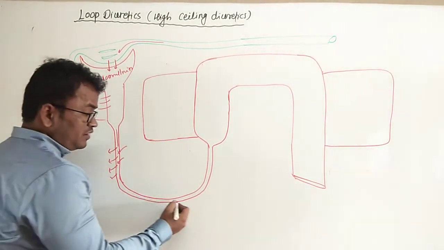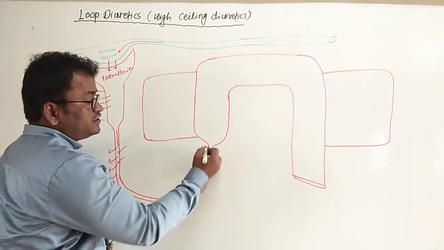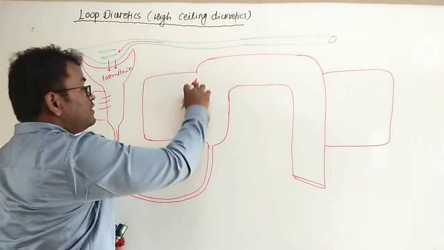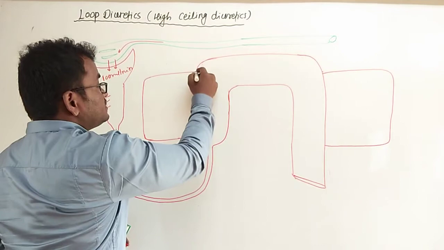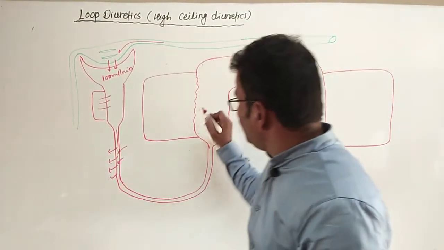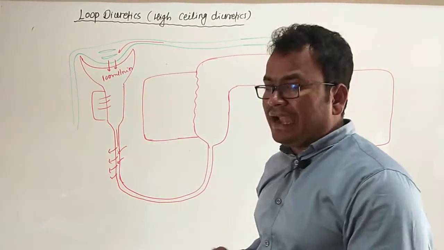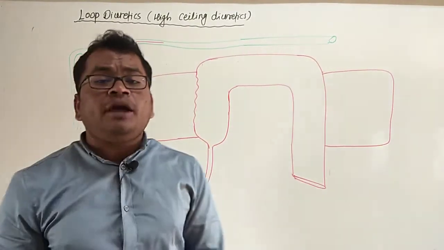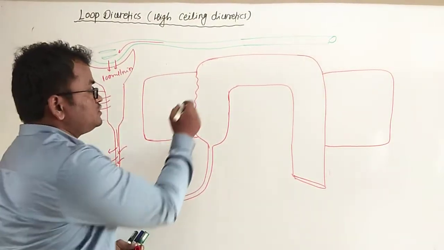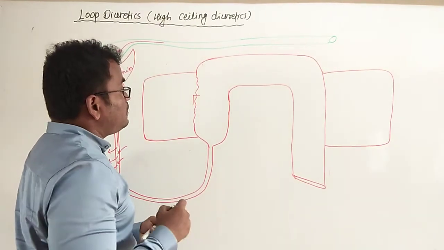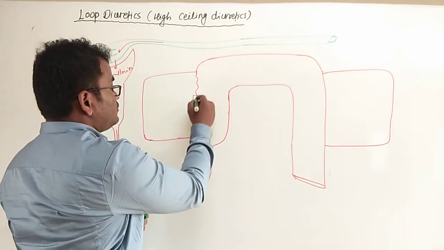Next, this filtrate comes into this ascending limb. This is the thick part of the ascending limb. This thick part of the ascending limb has cells, and these cells have two sides. This is the luminal side and this is the basolateral side. So the luminal side contains a special type of transporter here.